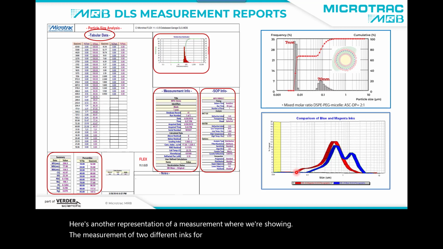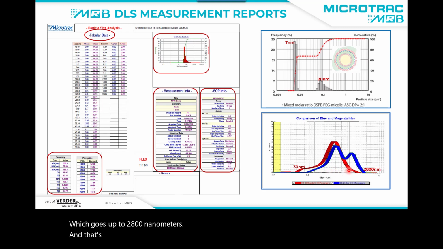Here's another representation of a measurement where we're showing the measurement of 2 different inks for inkjet printers. We have a magenta distribution here, which starts at 30 nanometers, and we have a distinctly bimodal distribution of the blue ink, which goes up to 2800 nanometers. And that's a nice broad dynamic range.